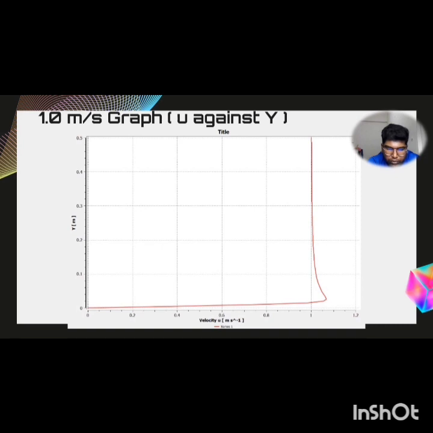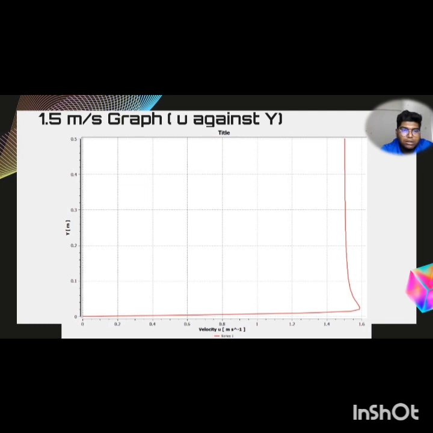This type of velocity profile is crucial for understanding fluid behavior in engineered systems, as it can be instrumental in optimizing flow conditions for various applications such as reducing drag in pipes or designing more efficient fluid transport. So this is the result for the 1.5 meter per second flow rate.